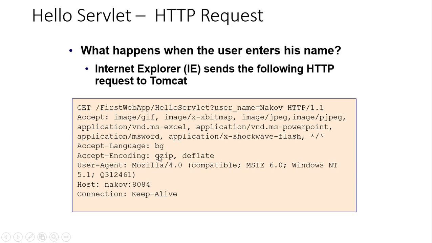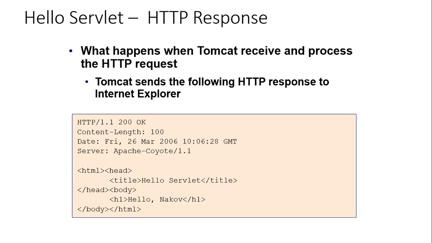Now accept image GIF, image X bitmap. These are keywords and things which are going to be there, so please look at this slide once. User agent Mozilla 4 compatible, MSIE 6.0, Windows NT, host, connection is keep-alive because the processing is going on. Now what happens when Tomcat receives and processes the HTTP request?